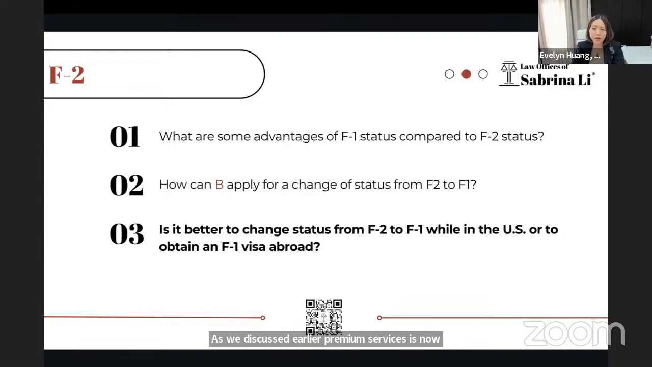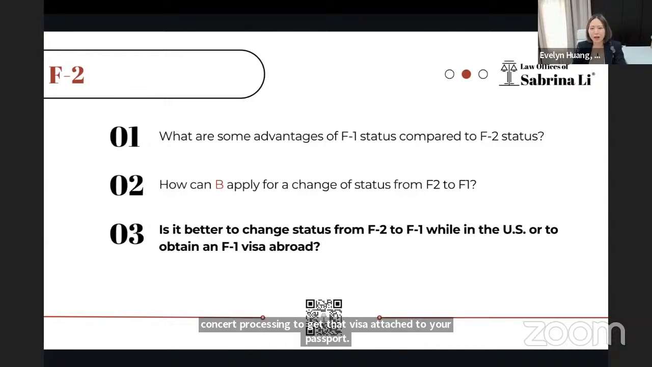The downside is, if you plan on traveling in the future, USCIS approval, the change of status approval, is not a visa. It's not going to stop you from leaving the US, but it's not going to allow you to come back. You still have to go through consular processing to get that visa attached to your passport. But it really depends on the applicant's needs and their schedule. I would say it's roughly the same, but plan ahead.